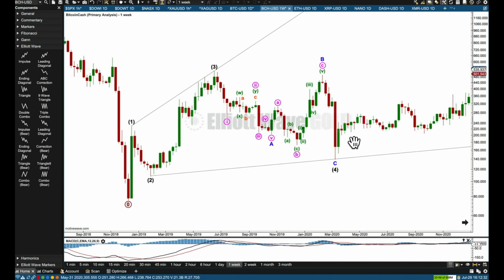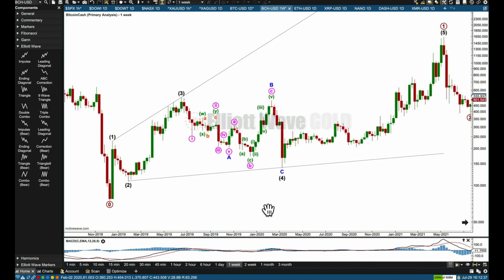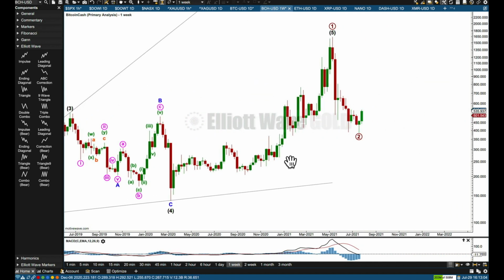Okay, so within a diagonal, a leading diagonal, subwaves 2 and 4 must be zigzags. Subwaves 1, 3 and 5 are most commonly zigzags, but they can also be impulses. Within a diagonal, 4 must overlap 1, 3 must move beyond the end of 1, and 5 must move beyond the end of 3. 5 can't be truncated in a diagonal. This is an expanding diagonal because 3 is longer than 1, and 5 is longer than 3, and 4 is longer than 2, and the trend lines must diverge for an expanding diagonal, and they do. That all is absolutely fine.